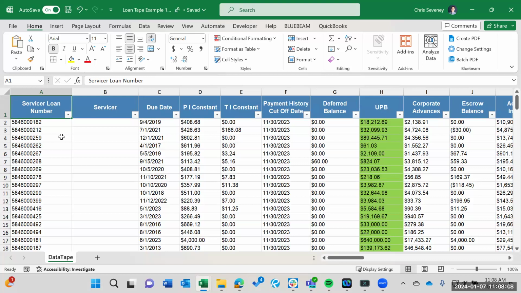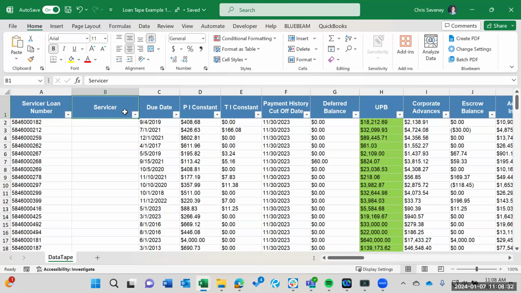And typically each servicer has different sets of numbers. For example, this servicer starts with, it looks like 584. Another servicer I know uses 002. Another one starts off with, I think, 700. So really different numbers, but it's really just their sequential numbering system internally.